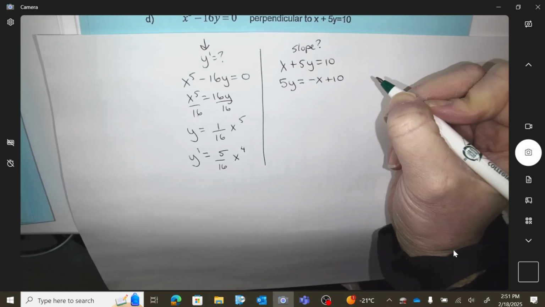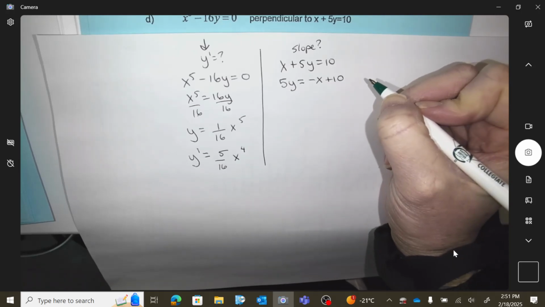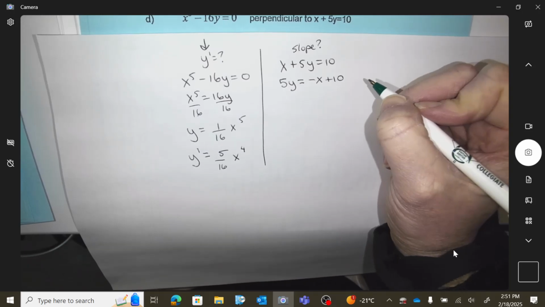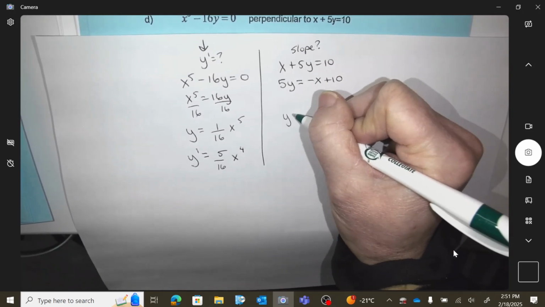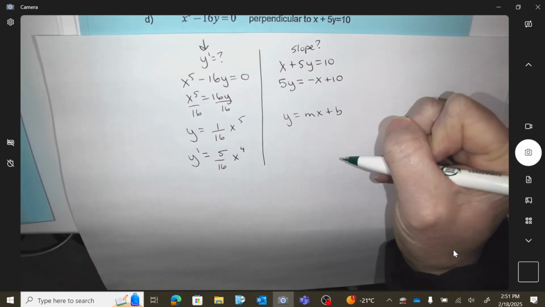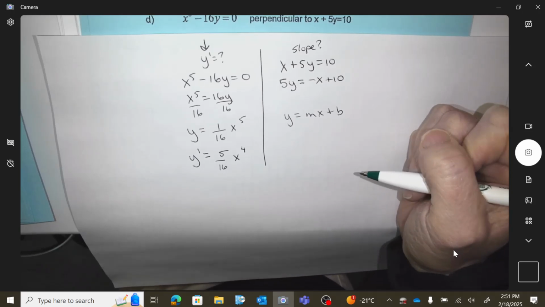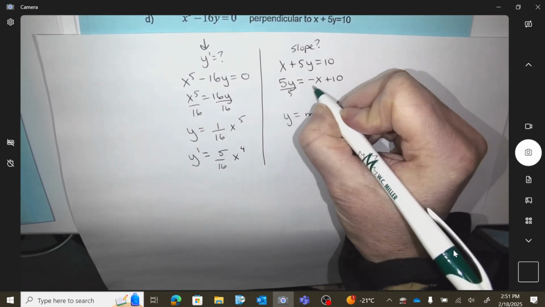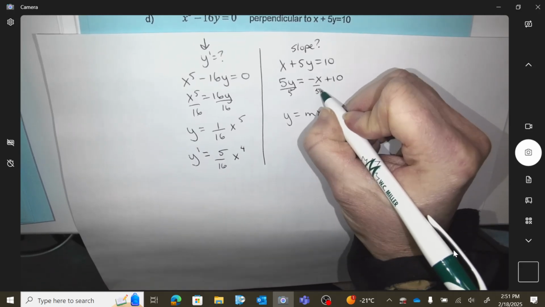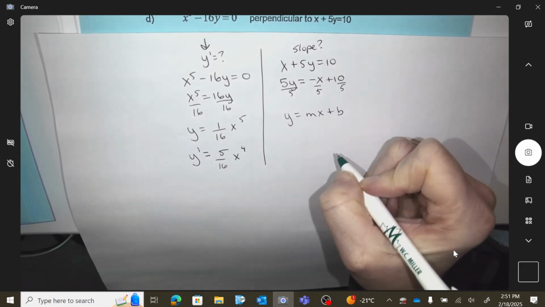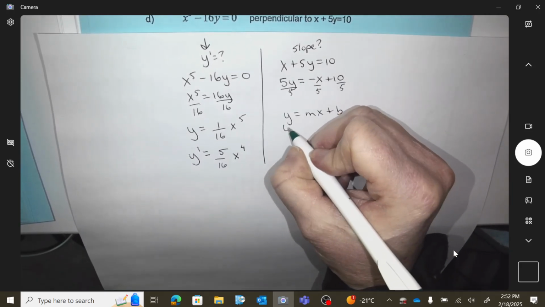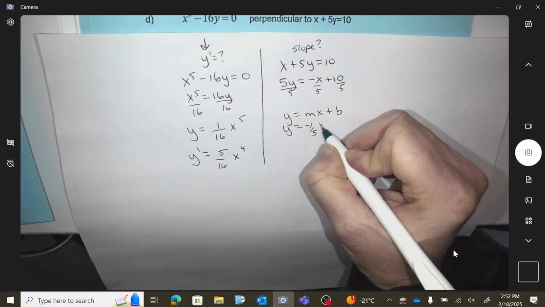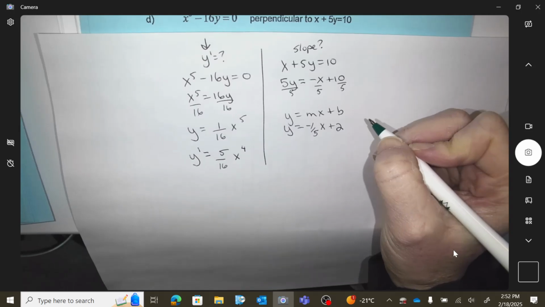Why don't you do 10 minus x? Because I'm trying to line it up with y equals mx plus b. Okay. That's all. I'm just trying to make it look like this. I like that look, mx plus b. Okay, so now what do we do? Divide by 5. Every child needs to get that candy. Don't make anybody mad. y equals negative 1/5 x plus 2.